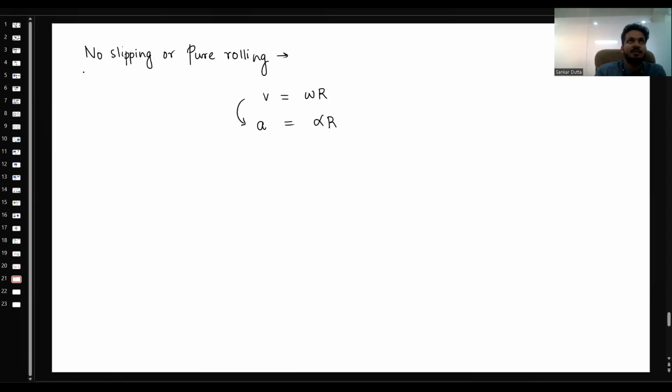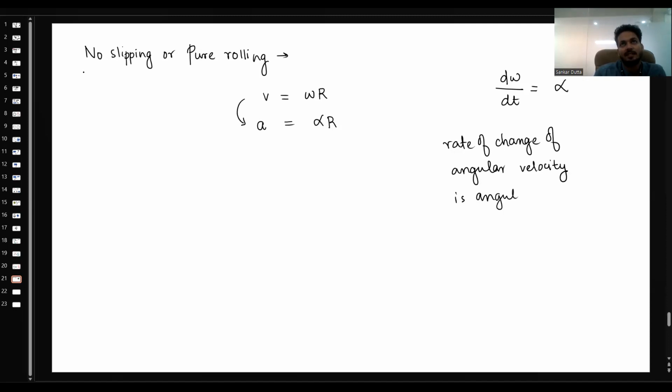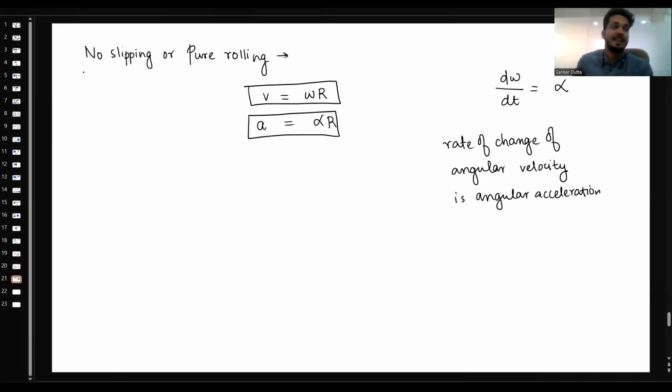If you differentiate velocity, it becomes acceleration. But what is the rate of change of angular velocity? That is known as alpha, angular acceleration. So the rate of change of angular velocity is angular acceleration. These are the two equations that you can say are true for pure rolling. These are the two major equations that we'll be using if you ever come across a situation that says there is no slipping on the ground or there is pure rolling happening. Please let me know if there are any doubts. No doubt, sir. Okay, then let's move ahead.